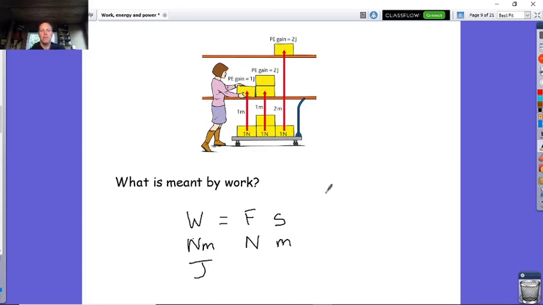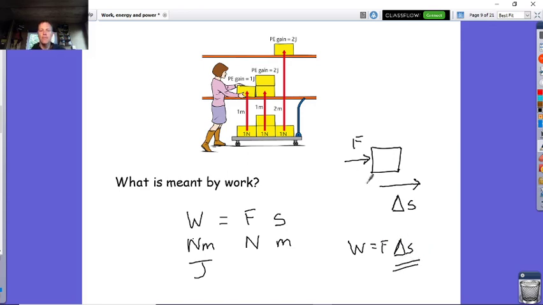This is because what we mean by work is when you apply a force, and an example could be a block or whatever it is, if you apply a force F, it's then going to move a distance delta S or S. Sometimes I've seen an equation written down as F delta S, where delta S is a change in distance. You are basically making this object move. What you're doing is you're doing work. Therefore, you are transferring energy.